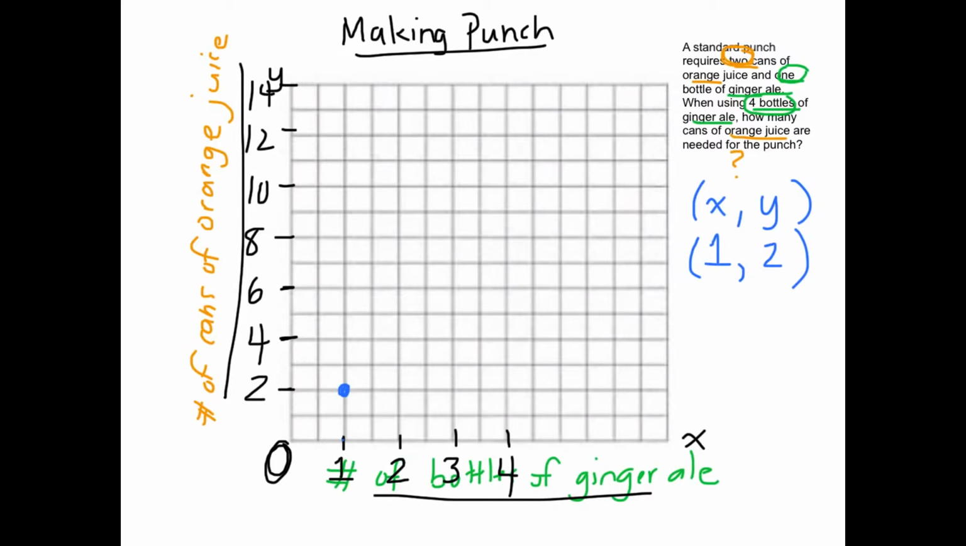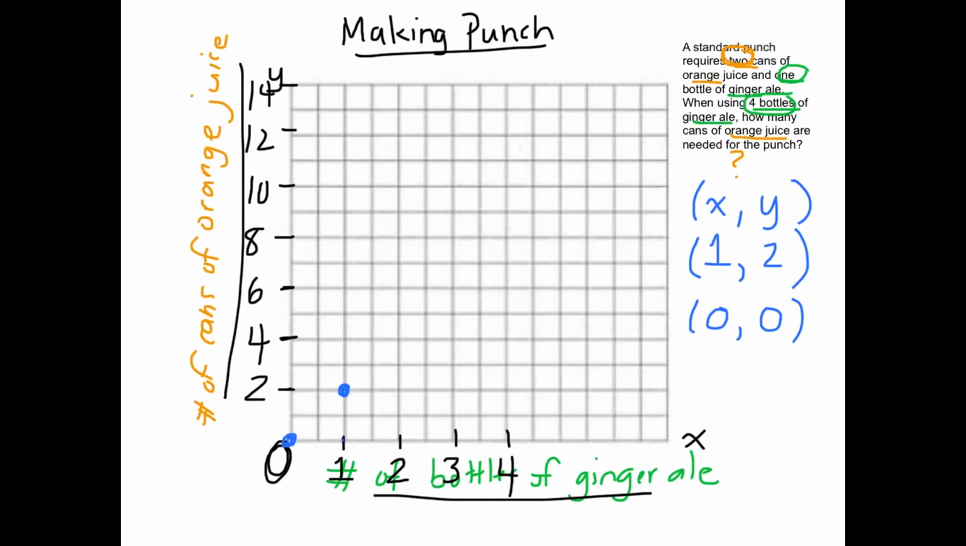Is there another point you could represent on this graph just by thinking about this question logically? Well, think about it. If you have 0 cans of ginger ale, how many cans of orange juice would you need? 0, because you haven't started. You haven't made any punch yet. So let's plot that point. 0, 0.